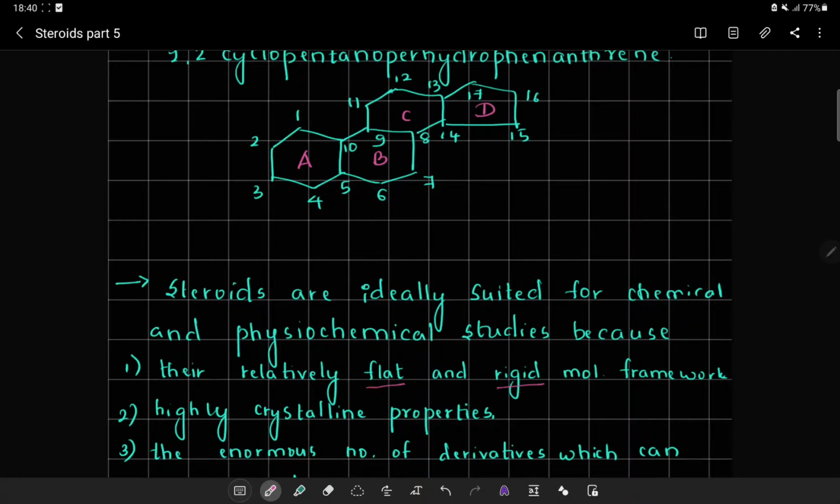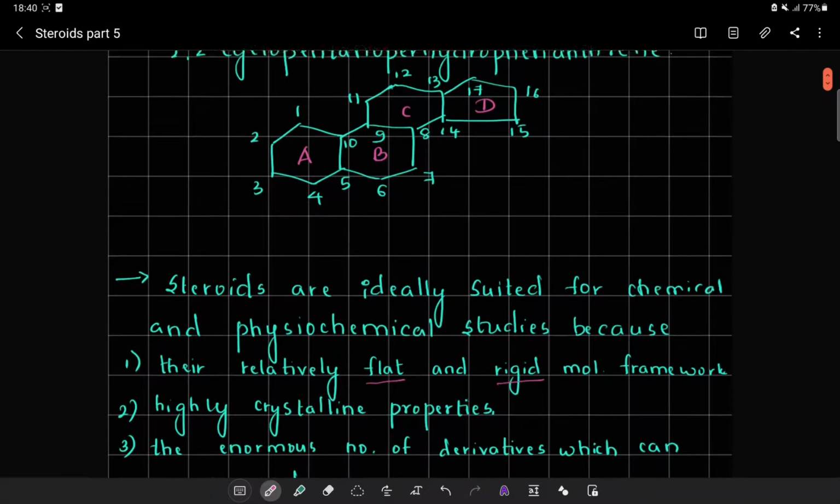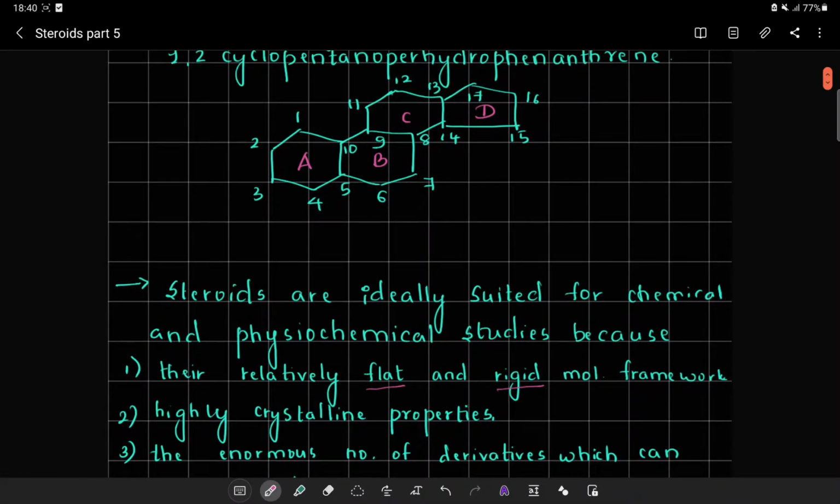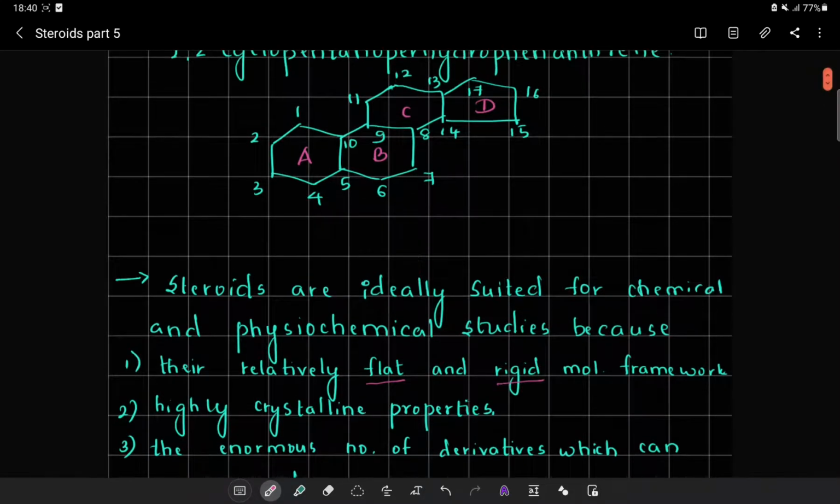That is, most of the time the structure or the configuration will remain as rigid as possible. Secondly, they have highly crystalline properties. That means they can have sharp melting points. Then, an enormous number of derivatives can be prepared. Depending on the different types of functional groups that may be present on the steroidal system, they can be converted from one form to another.